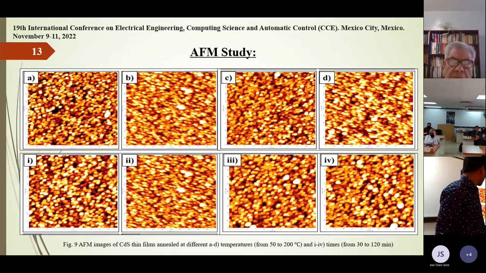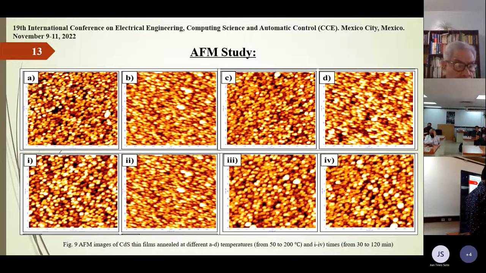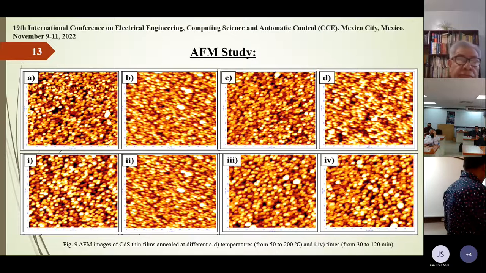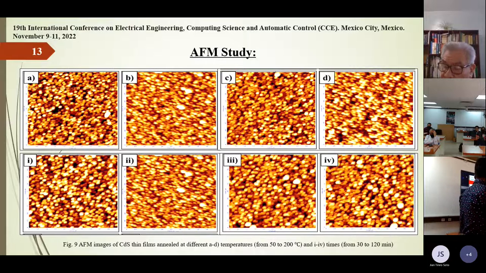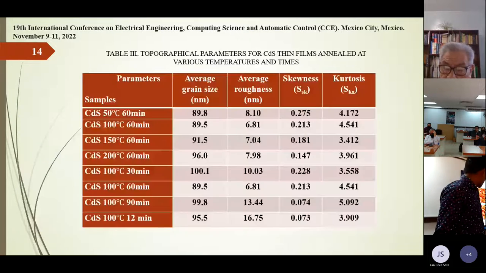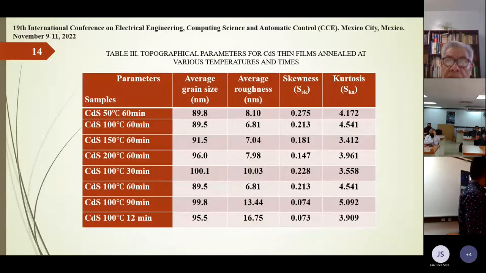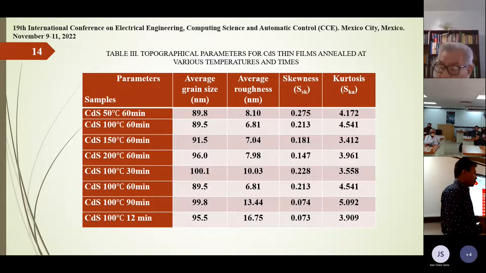annealed CdS films. We studied the topographical property of the material, and these are the 2D AFM images of the samples. From there, we have calculated the average grain size and average roughness. The average grain size is 52 to 100 nanometers, which is compatible with the grain size obtained from the SEM, and the average roughness is less than 15 nanometers, showing the formation of a smooth surface on the substrate.